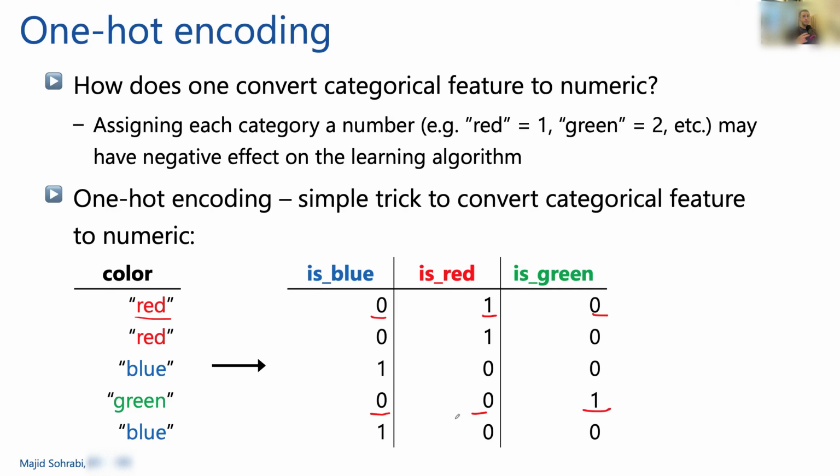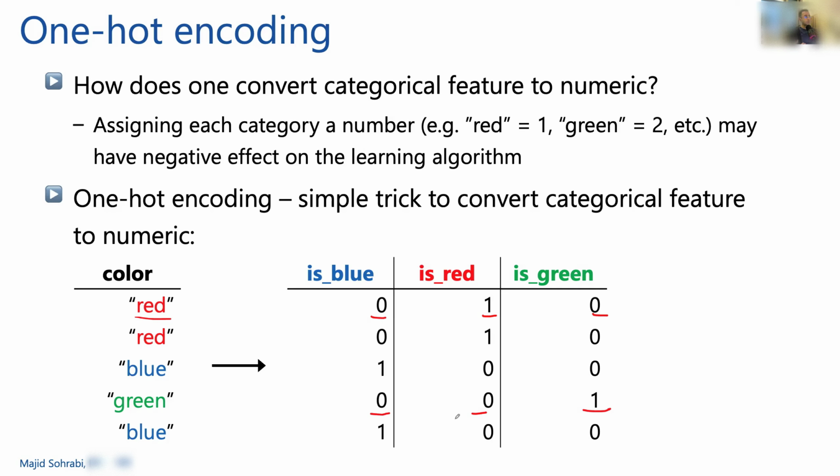Two things are important here that I would like to highlight. First of all, this sort of encoding can sometimes be problematic if you have too many different categories. Let's say instead of only three colors, I had 100 different color names. In this case, what should I do? I should add 100 new columns to my data set, which can bring some dimensionality problems.